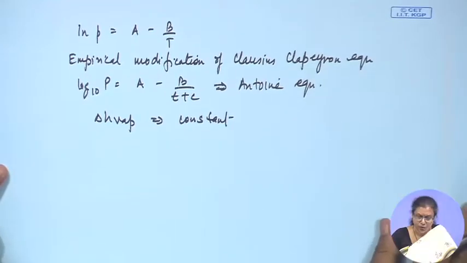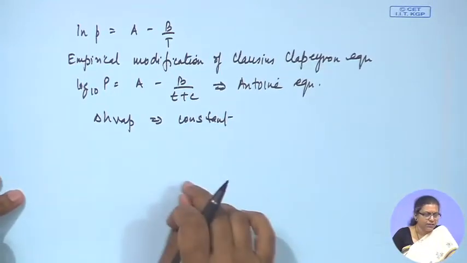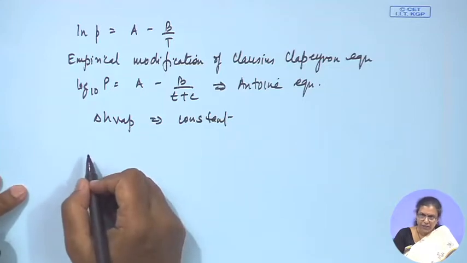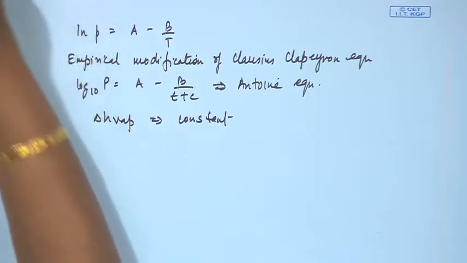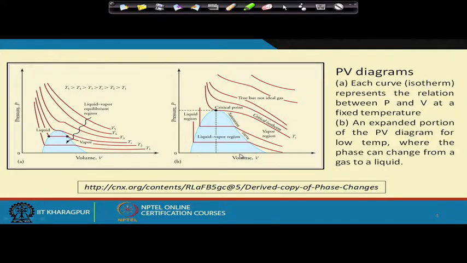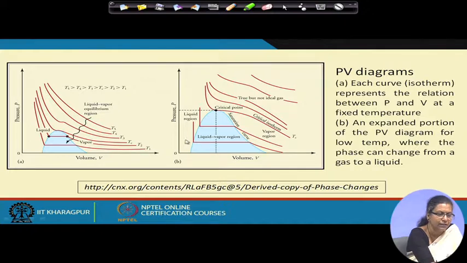In reality, we know that delta H vaporization is a significant function of temperature, and this will be evident if you observe the PV curves which I have shown in this particular diagram. We find that the liquid region exists in this particular region, the vapor region exists under this particular region. These are the isotherms which have been drawn, the constant temperature isotherms, and we find that there is a dome where the liquid and vapor both coexist.